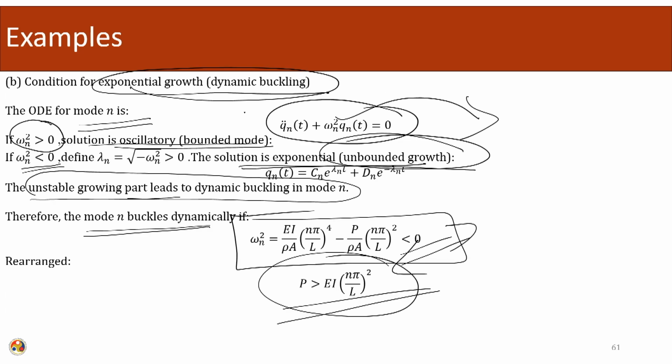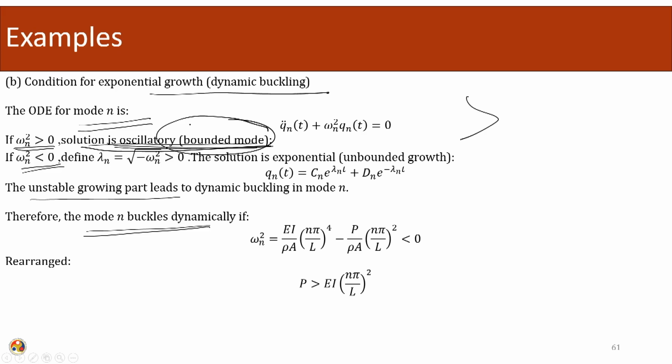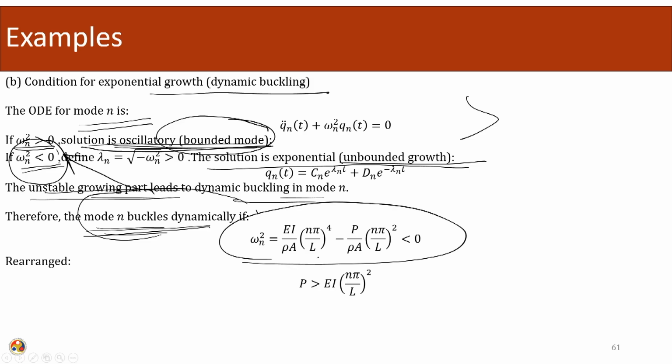So remember what we did first: we are evaluating based on the value of omega square. If the value of omega square is greater than 0, the solution is oscillatory and it has bounded value. If the value of omega square is less than 0, the solution is exponential, it will cause unbounded growth. So this unstable growing part will cause the dynamic buckling in this particular mode. So there will be buckling in mode n if the value of omega square is less than 0. So this is the criteria and this is how we evaluate the loading term.